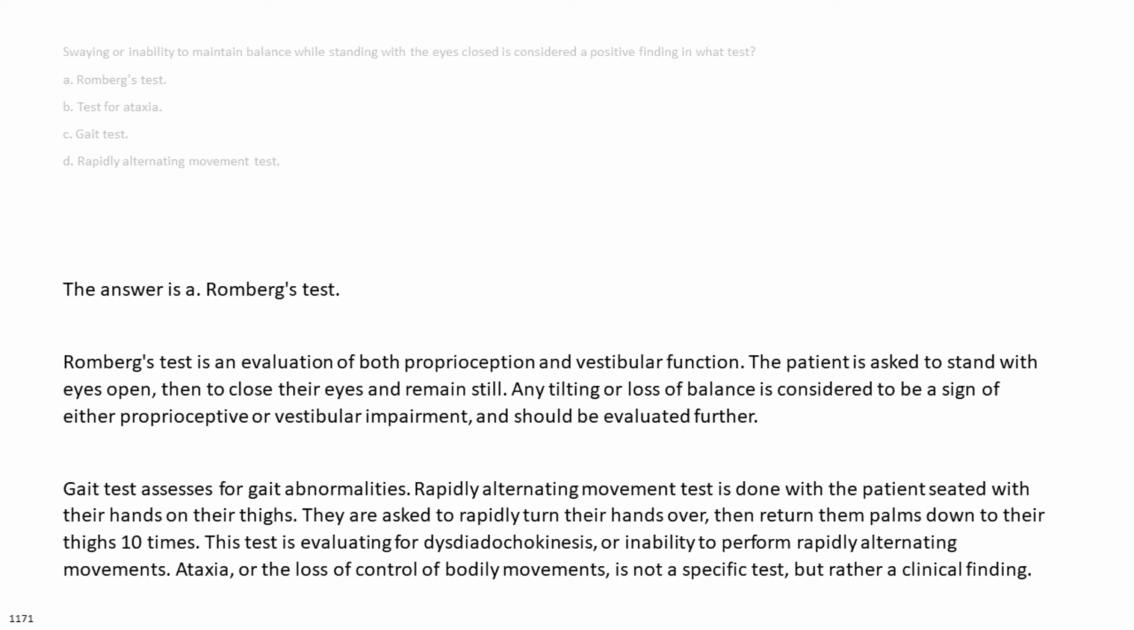Rapidly alternating movement test is done with the patient seated with their hands on their thighs. They are asked to rapidly turn their hands over, then return them palms down to their thighs 10 times. This test is evaluating for dysdiadochokinesis, or inability to perform rapidly alternating movements. Ataxia, or the loss of control of bodily movements, is not a specific test, but rather a clinical finding.